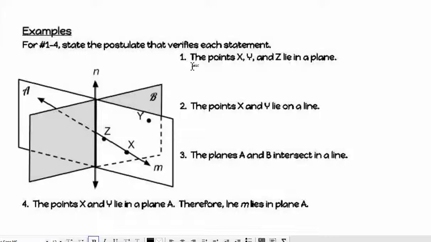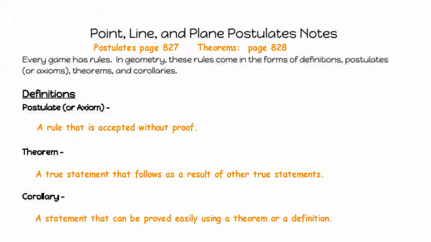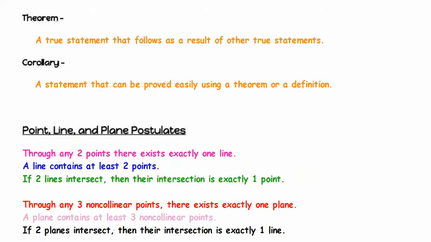So as I look at number 1, the points x, y, and z lie in a plane. The first thing I notice in that statement is that it's talking about 3 points, x, y, and z, and that the statement ends with something about a plane. So at this point, I would go back to my postulates, and I would look for one that has something about 3 points and something ending with a plane. Now you'll find that there are 2 of them that might work.